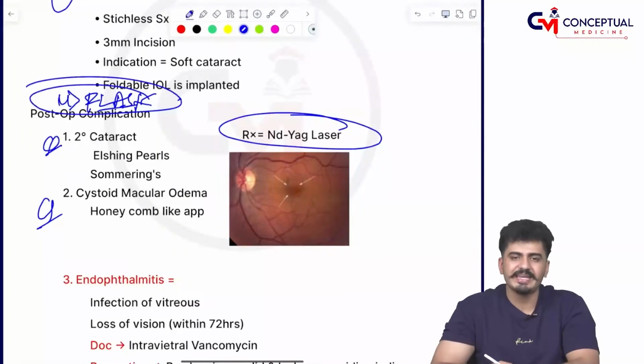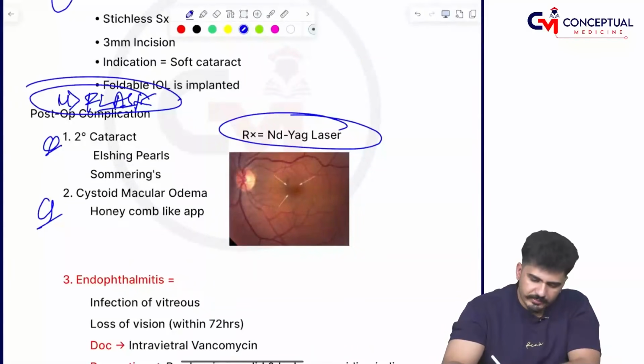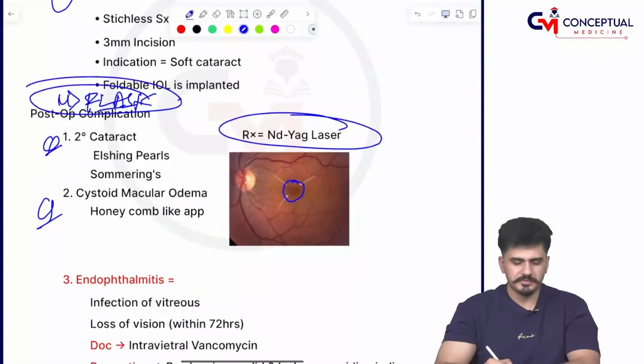Cystoid macular edema. What are we going to see, sir? Honeycomb appearance. Cystoid macular edema, honeycomb appearance we are going to see, sir.